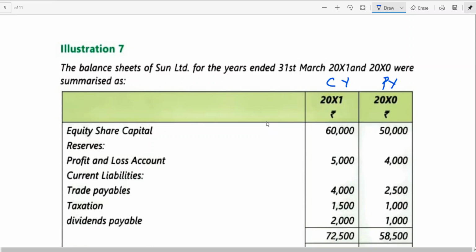For the time being, you can see inflow, unless there is any information like bonus shares. Just roughly I am telling you, there is a 10,000 inflow, no? 50,000 has become 60,000, so there are three possibilities. Fresh shares have been issued in the current year, one possibility. Bonus shares issued, second possibility. Issue of shares for consideration other than cash.